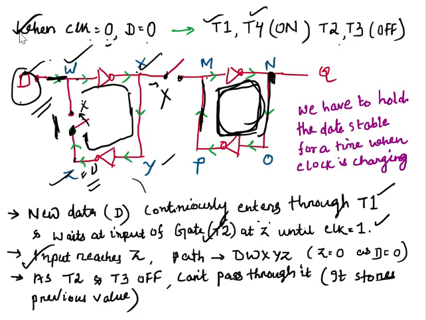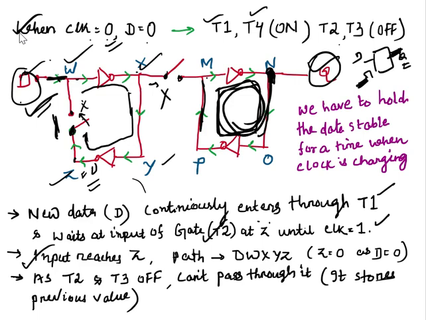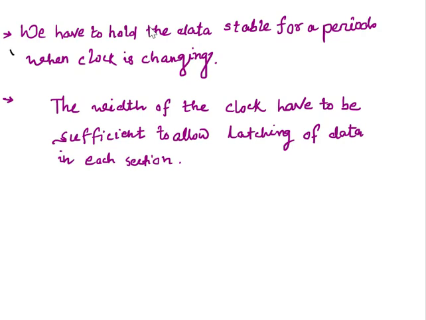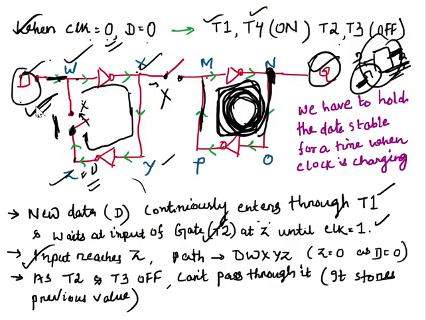You remember this one, when clock equal to zero, the output of the flip-flop stores the previous data. You remember this one? When clock equal to zero, the output of this flip-flop stores the previous value. This is what it means. So whenever clock equal to zero, whatever data we have previously stored, the output here is Q, that data will circulate. Okay, it will remain here. From that, we can say when clock equal to zero, the flip-flop stores the previous value or previous data. Okay, we have to hold the data stable for a period when the clock is changing. So far the clock has not changed, right? Clock equal to zero.